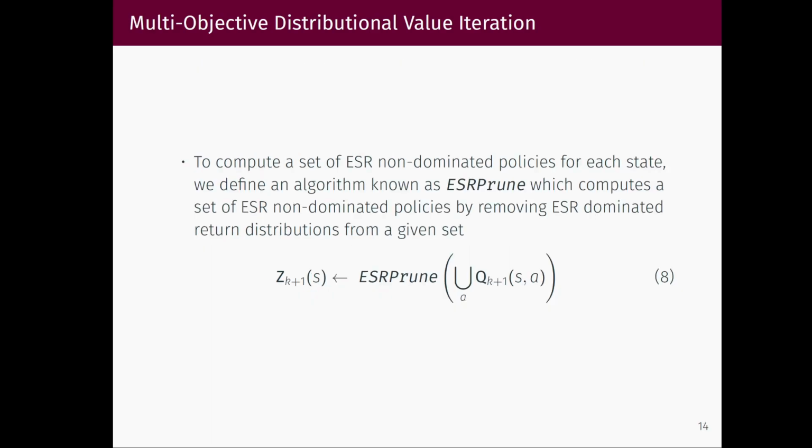We actually want to return a set of optimal return distributions to a user. Currently our sets are full of basically every return distribution. So what we need to do is start pruning out the distributions that are dominated, in the sense of ESR dominance. To compute a set of ESR non-dominated policies for each state, we define a new algorithm known as ESR prune, which computes a set of ESR non-dominated policies by removing ESR dominated return distributions from a given set. And that is defined here in equation 8.